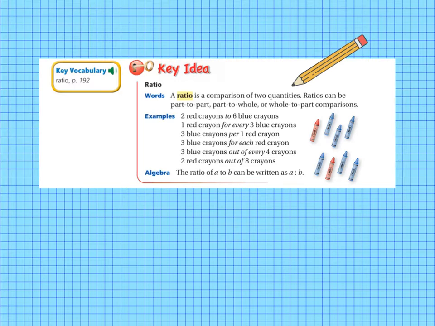The ratio of A to B can be written as A:B. I encourage you in your notebook to also draw the picture that is here with this as an example, and to use some colored pencils or crayons to color it as it is here in your notes.